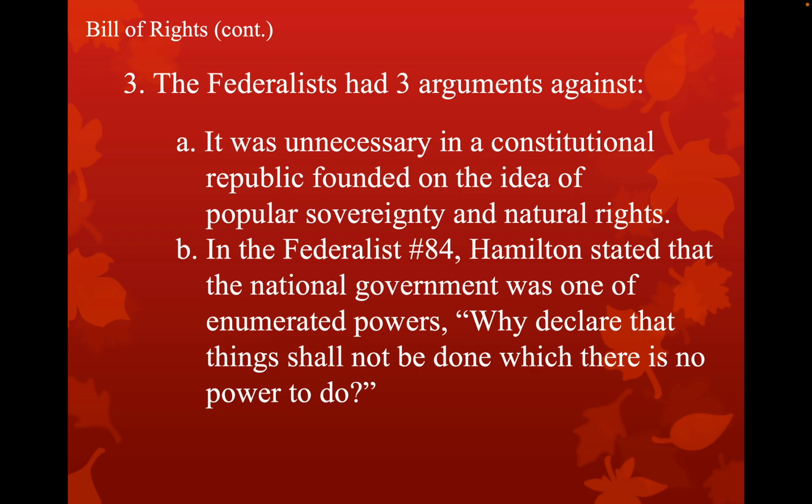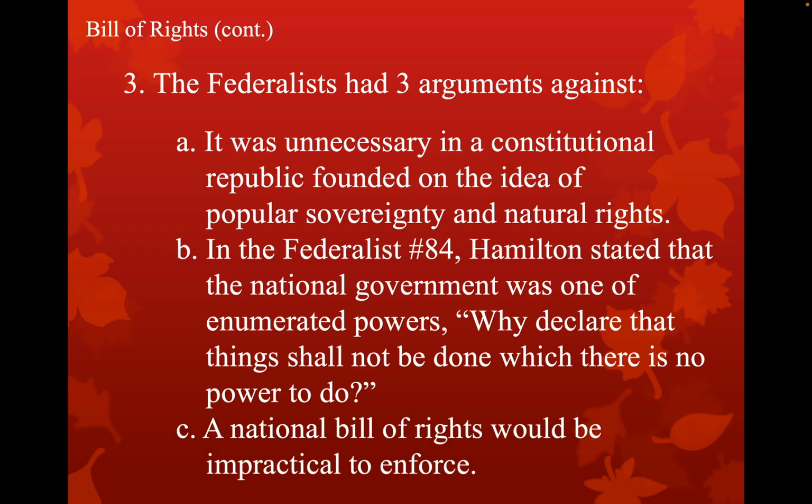Right. In number 84, Alexander Hamilton stated that the national government was one of enumerated powers. And you'll remember that enumerated powers are written down. So if you have these enumerated powers, his question was, why declare that things shall not be done, which there is no power to do? In other words, you didn't need this list. You didn't need a Bill of Rights because you're protecting things that the government doesn't have the power to do, right? And a third one, a national Bill of Rights would be impractical to enforce.